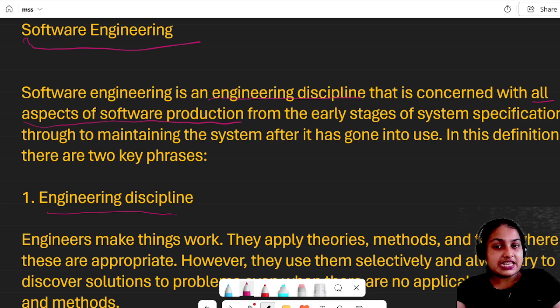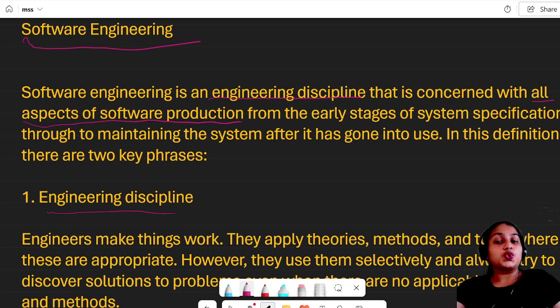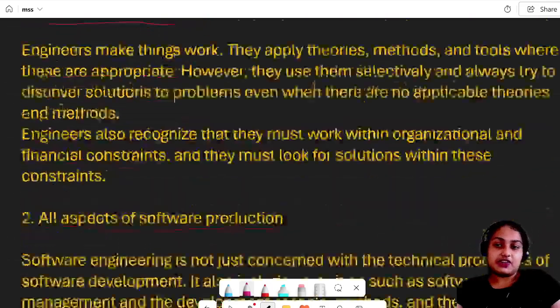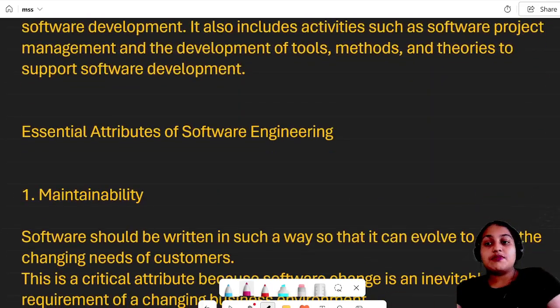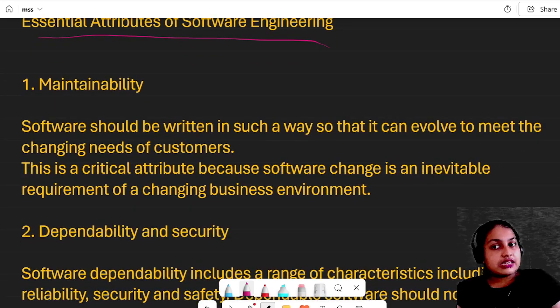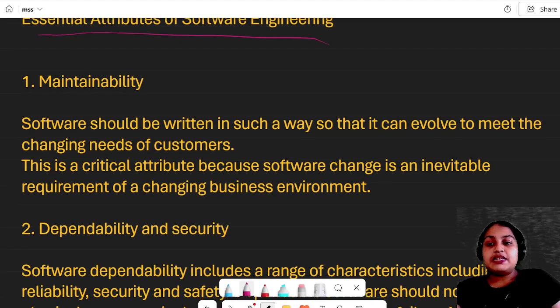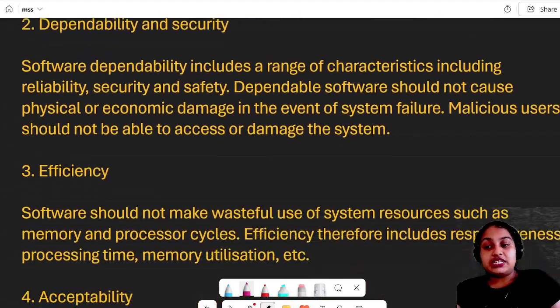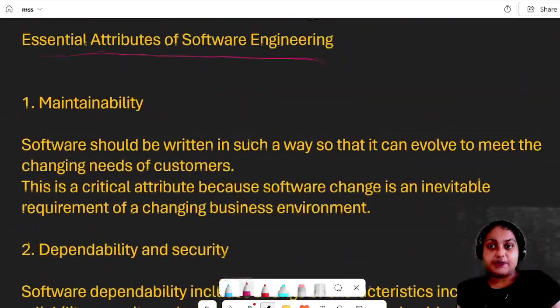Software engineering is an engineering discipline that is concerned with all aspects of software production, from the early stages of system specification through to maintaining the system after it has gone into use. Now coming to the attributes of software engineering, we have 4 attributes as of now, or you can study it as 5 also: maintainability, dependability, security, efficiency and acceptability.